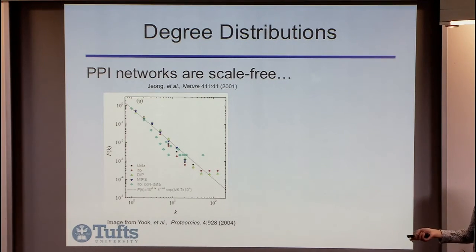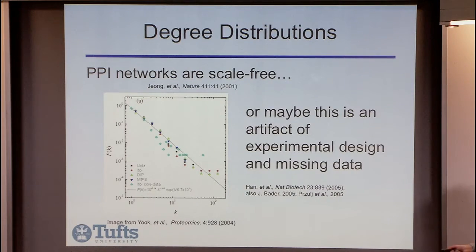So the early networks look like they're scale-free, but a number of people argue that a lot of the scale-free appearance of what we see in the protein interaction databases is due in part to the fact that we're missing a lot of data and we're very biased in what we have. So it's not really clear if the underlying network is scale-free or if just the data that we've collected so far are scale-free.